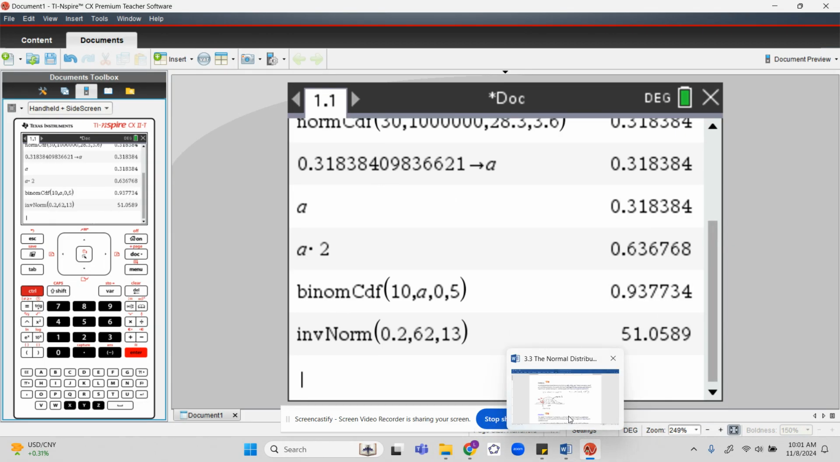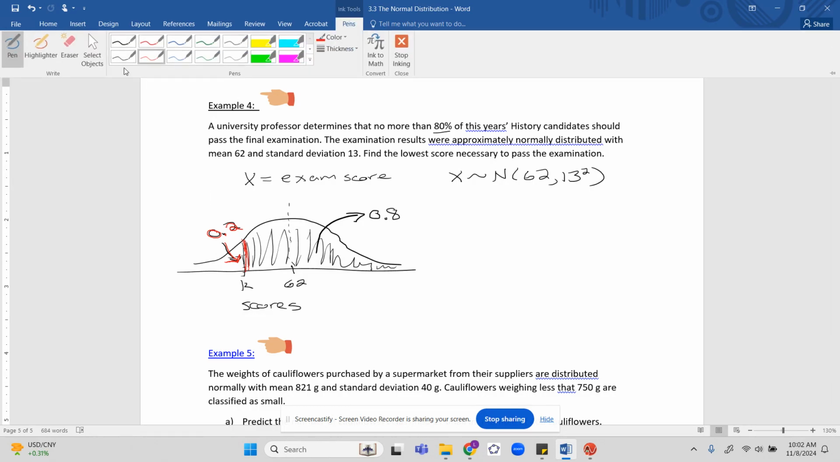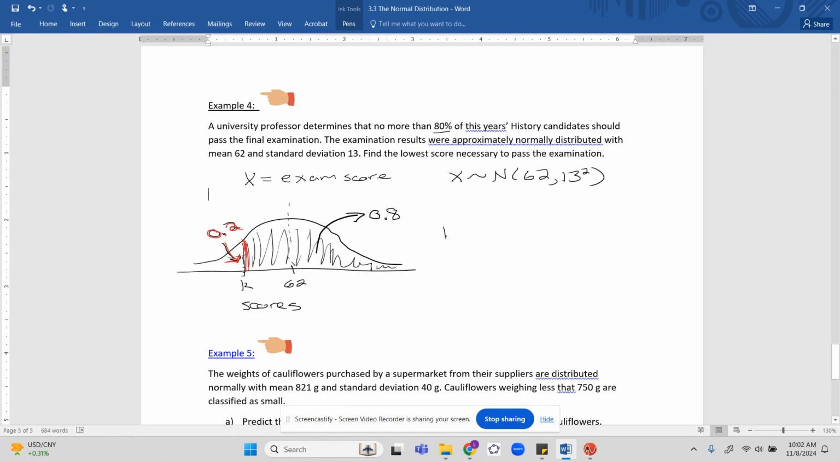I'm going to round to 3 sig figs because it didn't tell me how the test is graded, like by points or percentages. I don't know. So I'm just going to definitely keep 3 sig figs to be safe. The score is 51.1. If you want to write that with notation, you would say the probability that X is greater than K is equal to 0.8. That's what I wanted to know. The probability that X is greater than some value is equal to 0.8.